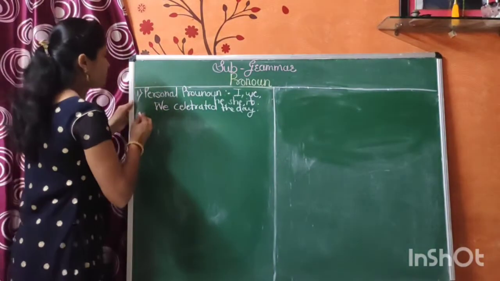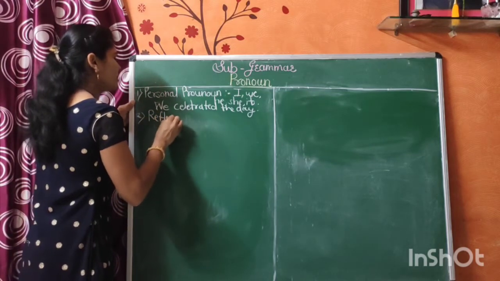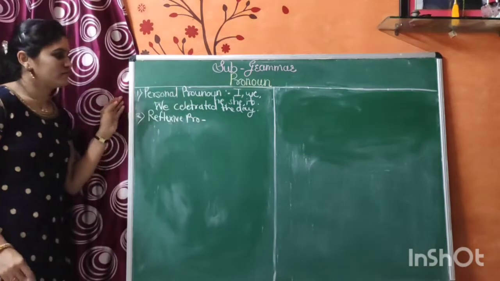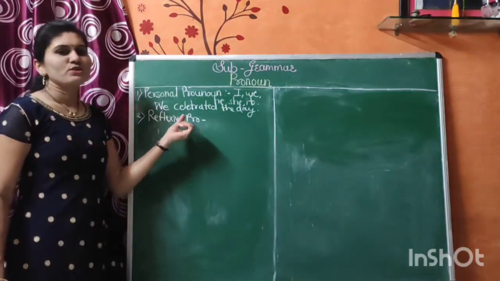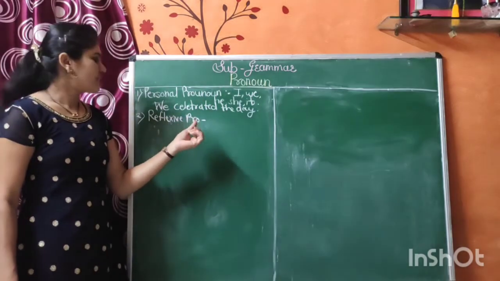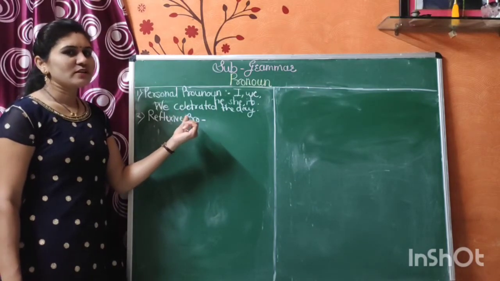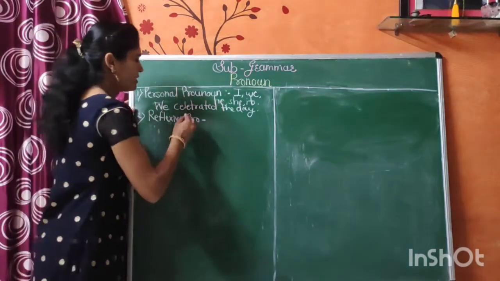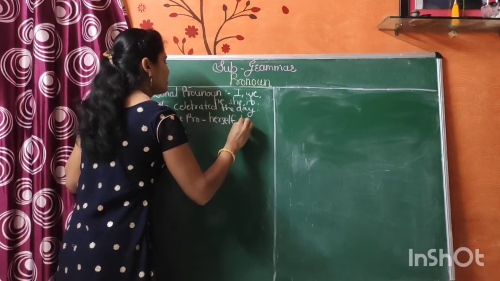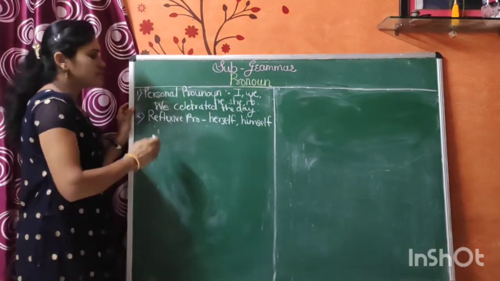The second type of pronoun is reflexive pronoun. Reflexive pronoun means the pronouns which are used as an object of a verb, and it refers to the same person or thing of the subject of the verb. For example, herself, himself. These are the reflexive pronouns.